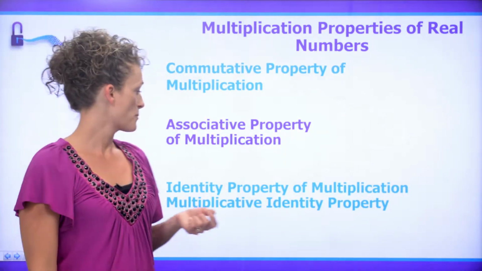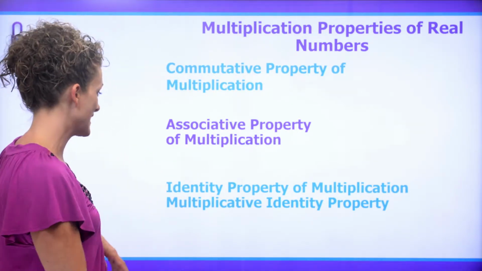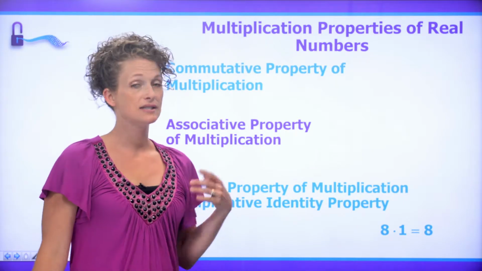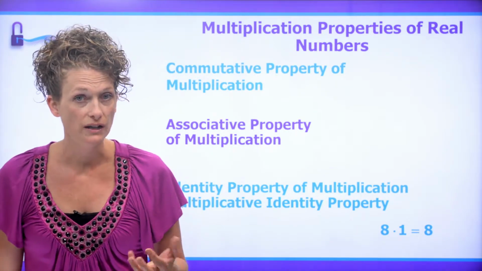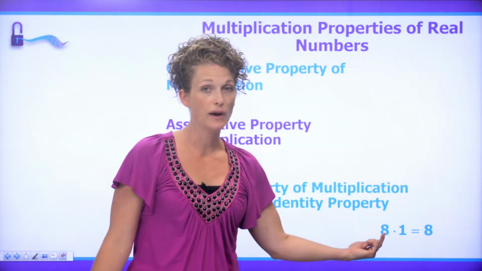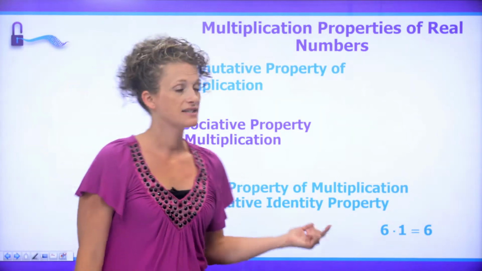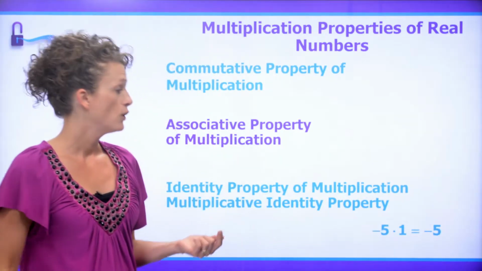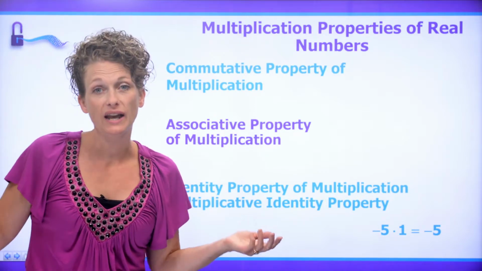The identity property of multiplication, or as I like to use, the multiplicative identity property, simply says if you take a number and multiply it by 1, you will end up with that number. So 8 times 1 will always give you 8. Or 6 times 1 will give you 6. Or negative 5 times 1 will give you negative 5.